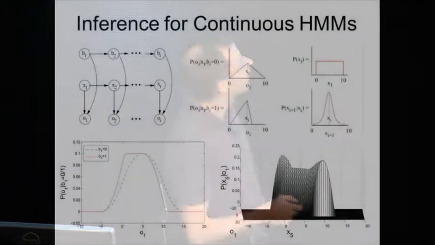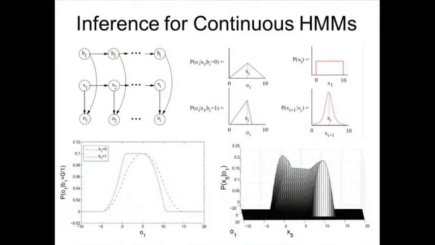Let's look at a different function. What's the probability of the position at time 5 given the observation at time 1? On the x-axis here is x5. On the y-axis going into the screen is o1, and the z-axis is the probability. So here's the actual function that I get.